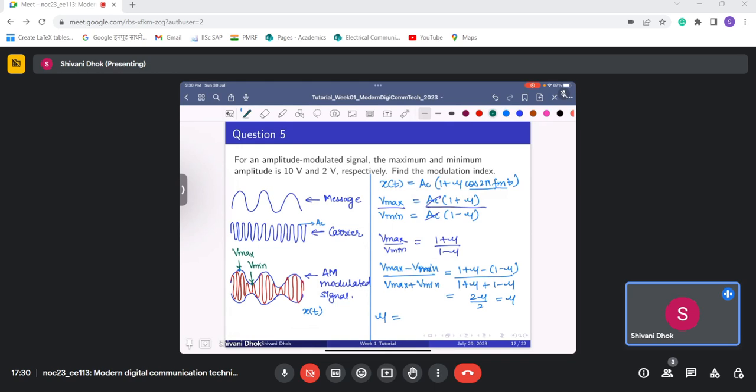So now here what we have been given is the Vmax amplitude value is 10 volt and this Vmin is 2 volt. So therefore what we have is Vmax, that is 10, minus Vmin, which is 2, upon 10 plus 2. Then this reduces to 8 by 12, that is 2 by 3. So this is the modulation index for this given AM system. Okay, any questions?